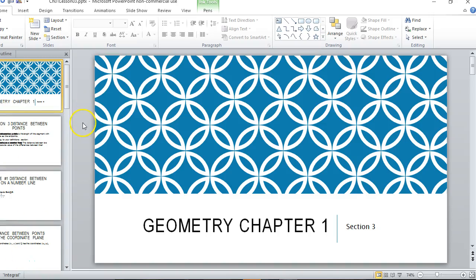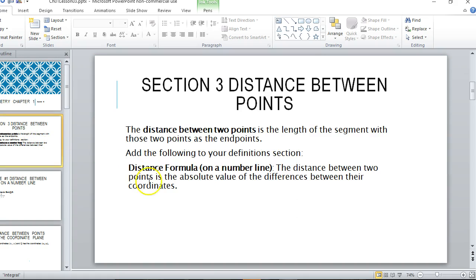Hey guys, we are going to talk about Chapter 1, Section 3, which is distance between points. We'll look at distance on a number line and then also in the coordinate plane. We'll also look at midpoint on the number line and in the coordinate plane. We'll do half of the video just talking about distance first, and then the other half will be midpoint.